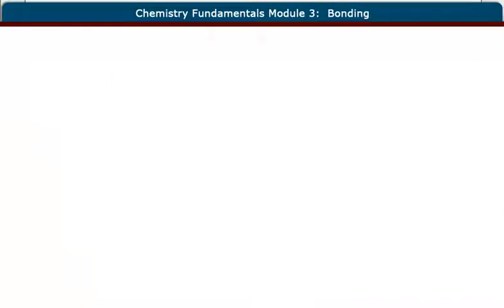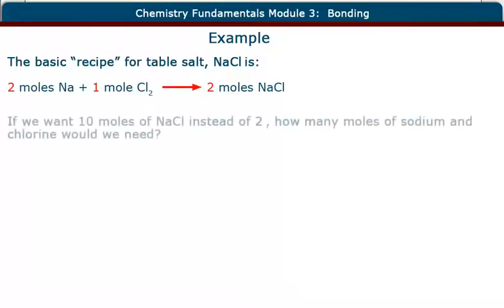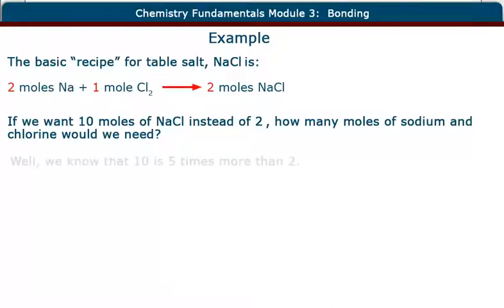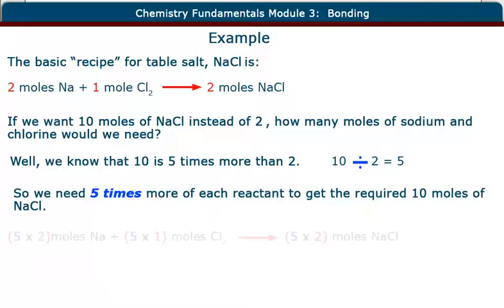So what does making chili have to do with chemistry? Here is the basic recipe for sodium chloride, table salt, NaCl. 2 moles of sodium plus 1 mole of chlorine yields 2 moles of sodium chloride. So, if we wanted 10 moles of sodium chloride instead of 2, how many moles of sodium and chlorine would we need? Well, we know that 10 is 5 times more than 2, or we could just divide 10 by 2 to get 5. So we need 5 times more of each reactant to get the required 10 moles of sodium chloride.